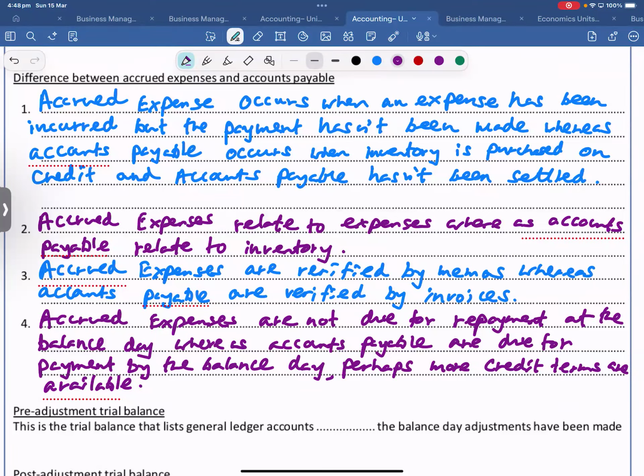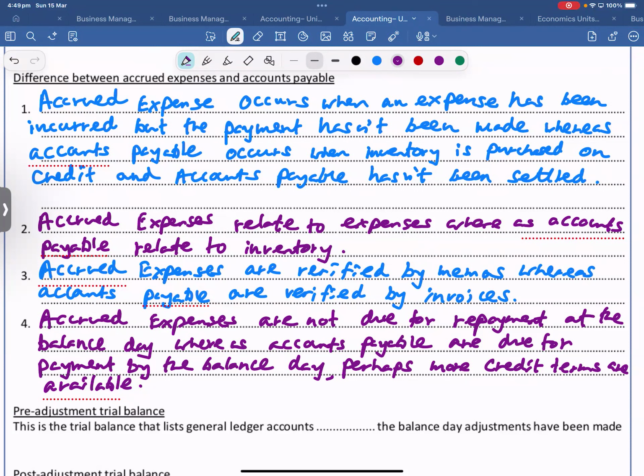The accrued expenses are basically what? Expenses that have been incurred by the end of the balance date. What is the balance date? Last day of the period. So accrued expenses have been incurred, but payment hasn't been made, but accounts payable, of course, is for the purchase of inventory on credit, right? And then accrued expenses are based on expenses, and accounts payable are based on inventory purchase on credit. And then how are they verified?